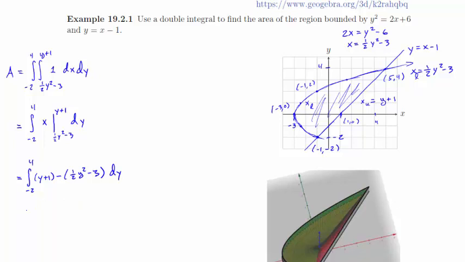So let's go ahead and simplify this here. I'm going to go up to a new column. Just don't want to get too low on the page here. I think I got the room. So this equals the integral from -2 to 4 in the y direction.